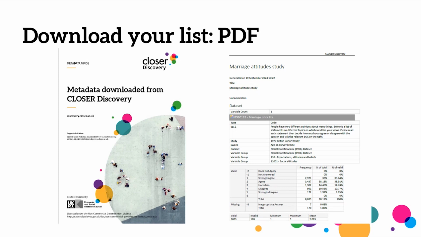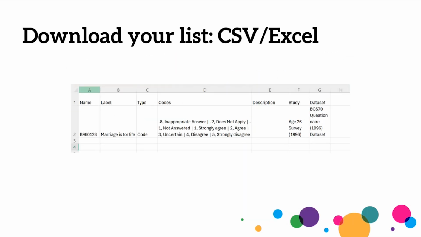We can also download the list as a CSV or Excel file, which is a much more stripped back version and contains information about the study, dataset, variable name, label, and codes. This might be useful for keeping personal records of your data because unlike the PDF, it's editable. So you can move things around, you can add comments, you can add other columns and so on. And you could also send this to the data providers to request access to data, as they'd likely just need a list of the variables that you're interested in wanting access to.